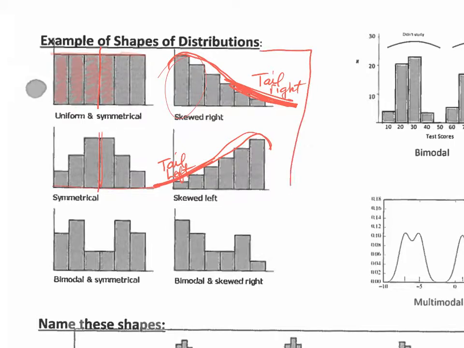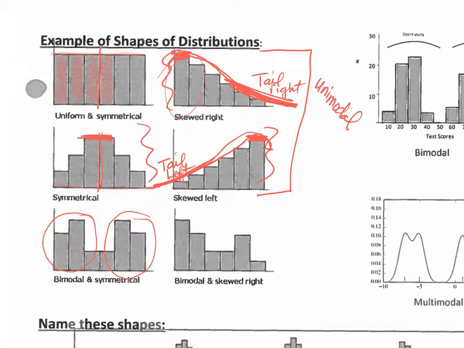These 4 graphs also, in addition to those shapes, would be considered unimodal because they have one peak, one bar or one section that is the highest. Now, of course, this uniform, I guess, doesn't really have a mode. But these 3 have got one peak or one mode. As opposed to this next one down here on the bottom left, it has 2 modes. So that's why that would be referred to as bimodal. It also happens to be symmetrical.